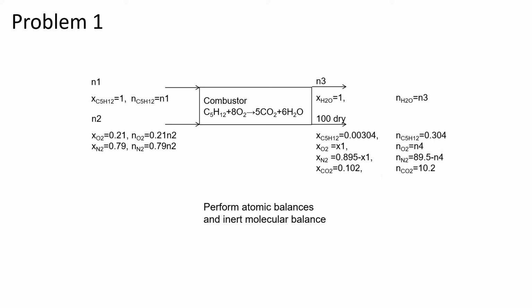Now, what I'd like for you to do is take a moment and perform the atomic balances for this reactor. And then I want you to also perform an inert molecular species balance. We'll use the atomic balances, including those for the reactive species, to do our mass balances, but in addition to those atomic balances, we can do an inert molecular species balance. So I hope you'll take the time now to pause this lecture and write down those balances, because in a moment we're going to move on to the next slide where the results are shown.